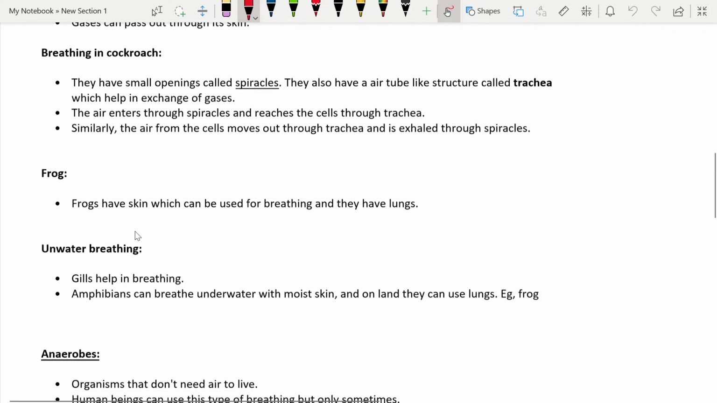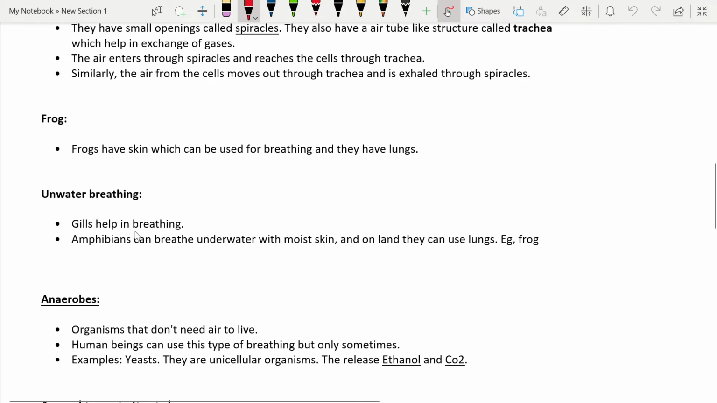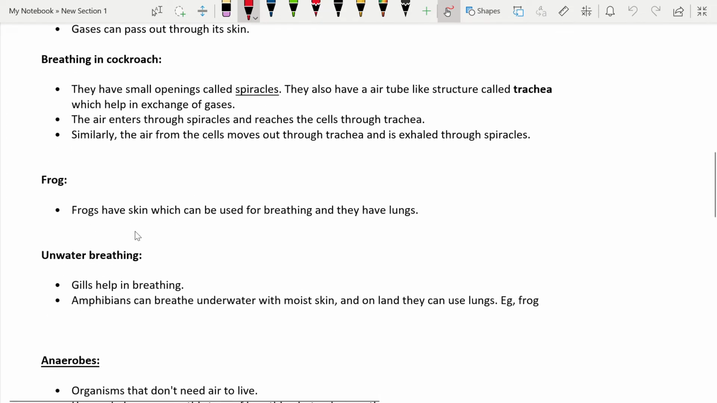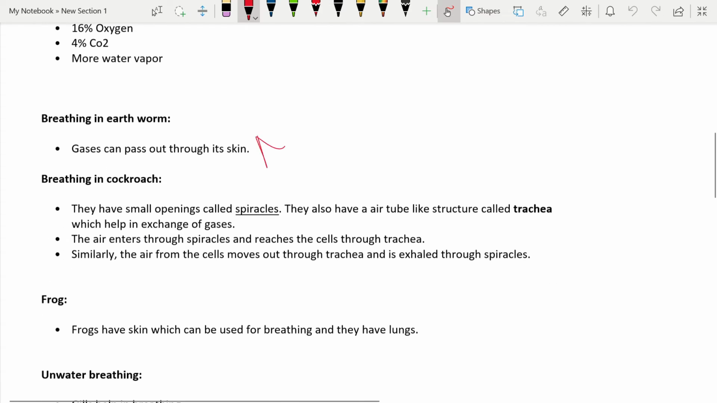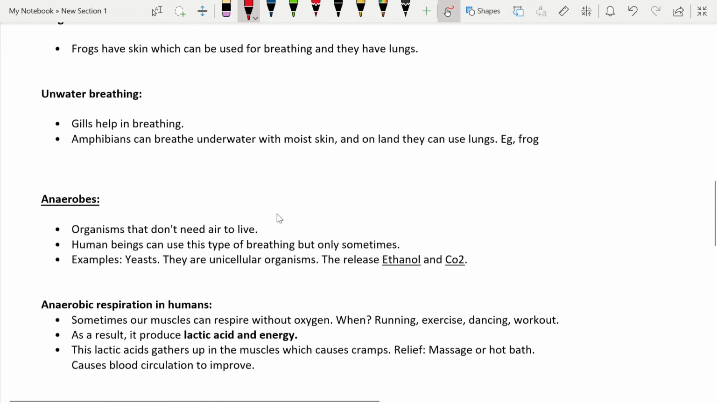Frogs have skin which can be used for breathing, like in earthworms, and they also have lungs. The skin is very moist, which is why they can breathe in and out through it. Underwater breathing: gills help in underwater breathing. Amphibians can breathe underwater with moist skin, and on land they can use lungs. Example: frog.